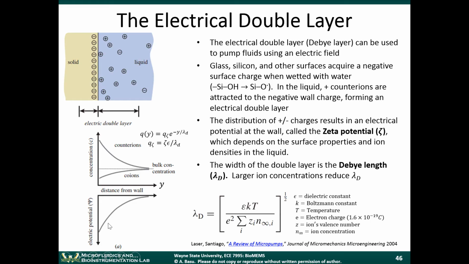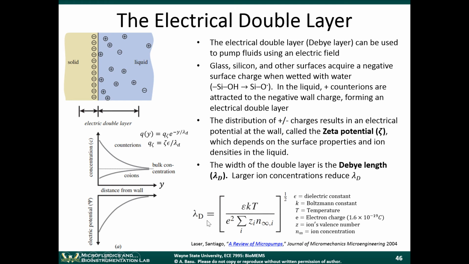You have a high concentration of ions near the wall, and as you go away from the wall, the electrical potential drops to neutral. So you'll have a voltage buildup at the wall. This voltage is referred to as a zeta potential. It depends on the surface properties and the ion density of the liquid. And this distance here, the width of this region, the width of the electrical double layer, is given by this equation here. This is the Debye length.